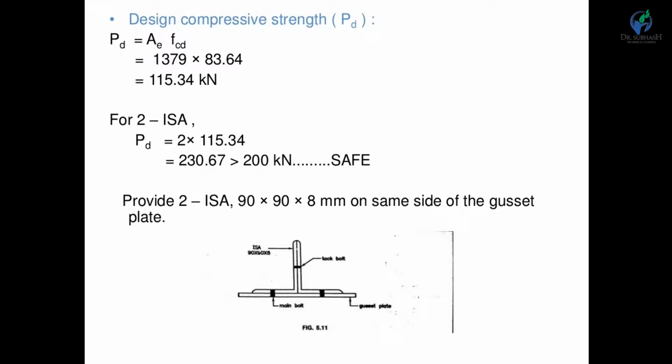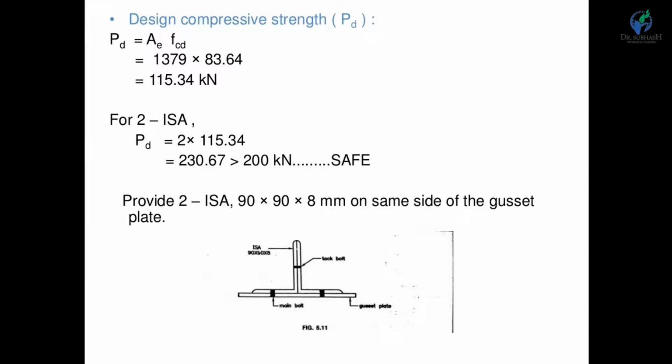If PD is smaller than 200, we change our trial section and repeat the same steps. So please note that you have to satisfy three criteria before you choose the trial section. One, area. Second, section classification, and third, KL upon R should be less than 180. Then and only then can you go forward to the next step. Otherwise you have to stop and change your trial section.